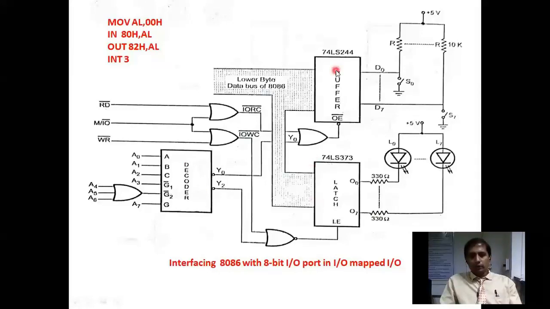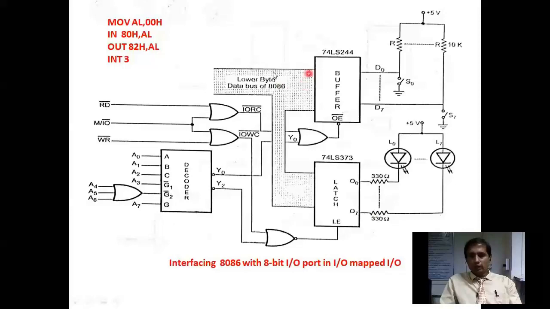Now coming to the buffer, let us see what its role is. The buffer simply receives the data from the input device and transmits the same data to the processor. Here I am taking 8 switches, S0, S1, like that up to S7. Each switch is connected to a resistance and voltage for limiting the current. These 8 switches are connected to the 8 data lines of the input port, D0 to D7. The buffer also has 8 output lines, O0 to O7. These output lines are connected to the lower byte of 8086.